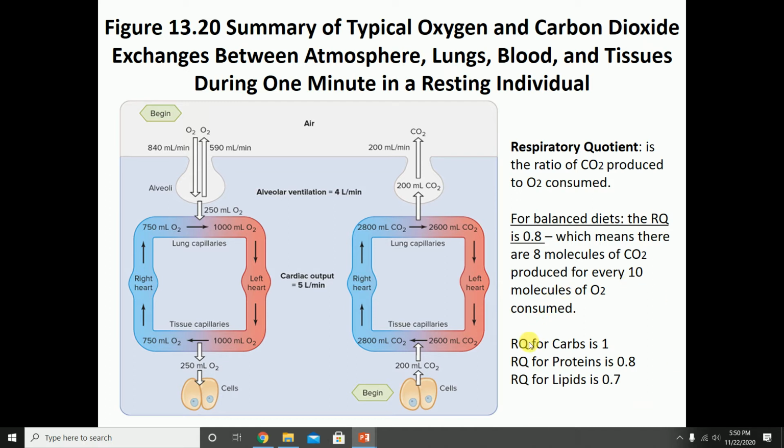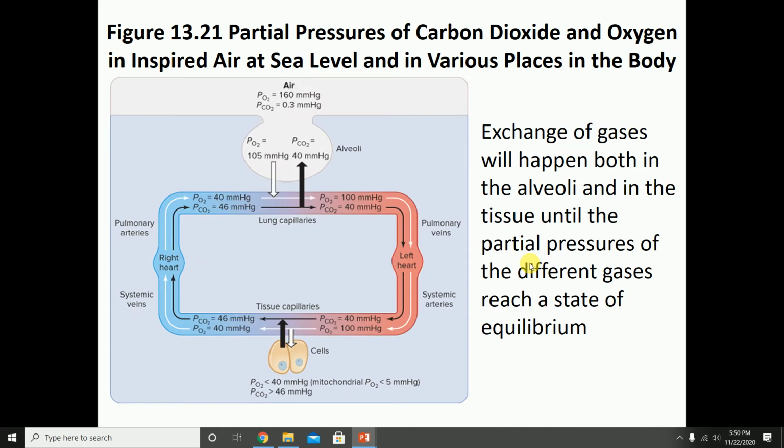You can see here the respiratory quotient for carbs is 1, while for protein is 0.8, and for lipids is 0.7. So when we intake a balanced diet, we average that to about 0.8. And here again, you could see this whole process happening all over again, where the exchange of gas or the diffusion of gases keep on happening until the different gases reach a state of equilibrium.